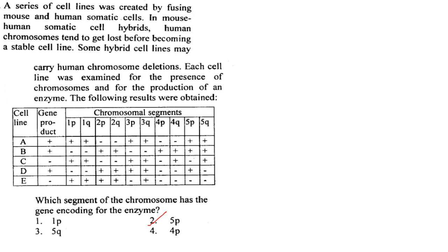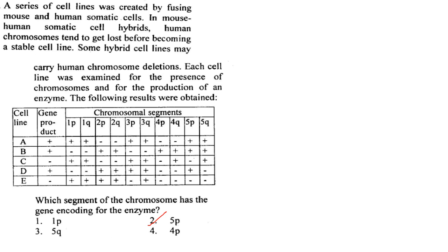Then next one. A series of cell lines was created by fusing mouse and human somatic cells. In mouse-human somatic cell hybrids, human chromosomes tend to get lost before becoming a stable cell line. Some hybrid cell lines may carry human chromosome deletions. Each cell line was examined for the presence of chromosome and the production of an enzyme. The following results are obtained.